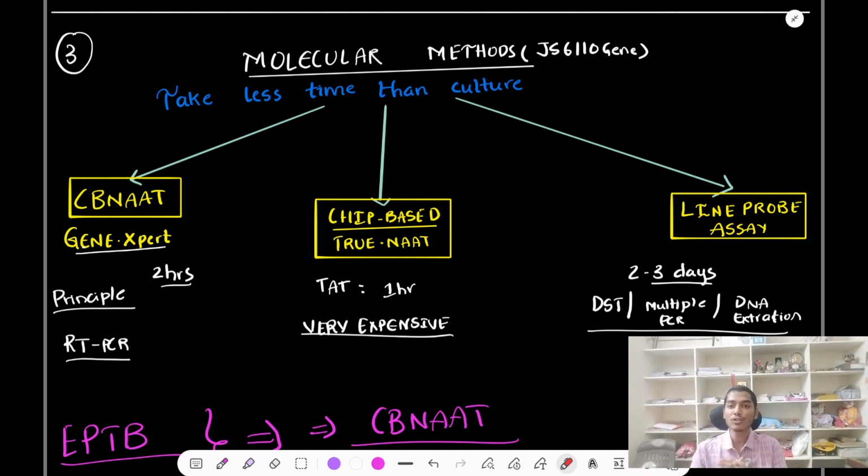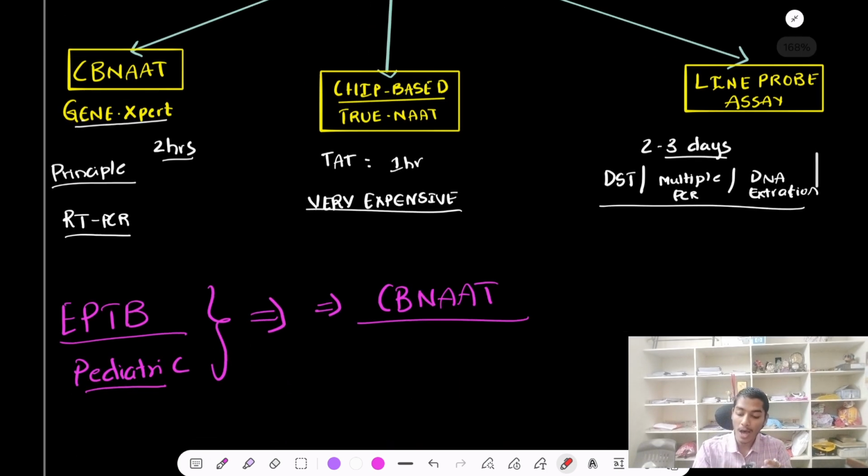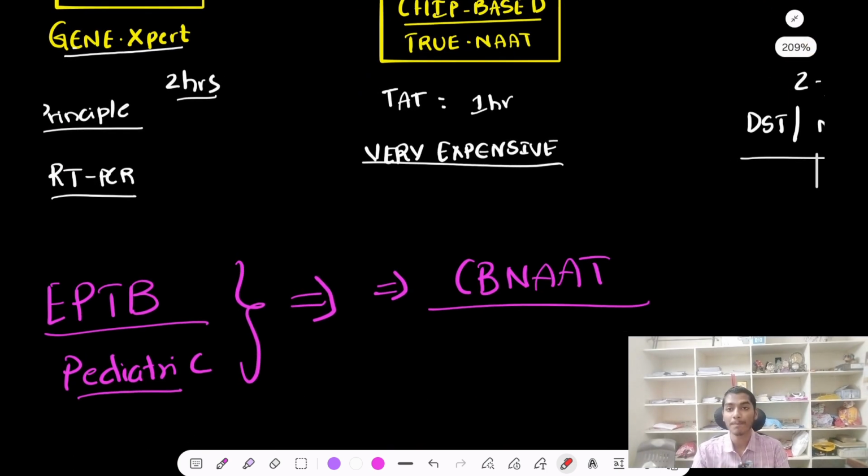But in case of extrapulmonary tuberculosis or pediatric population, we directly jump into the CBNAAT.